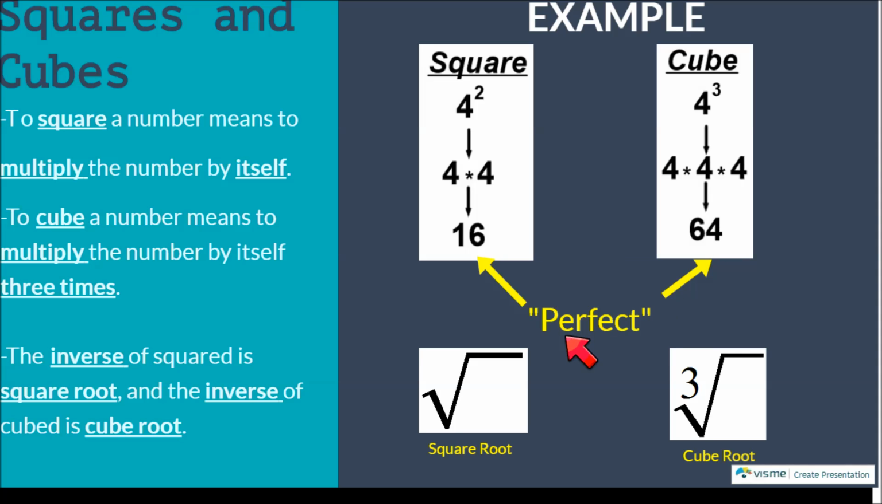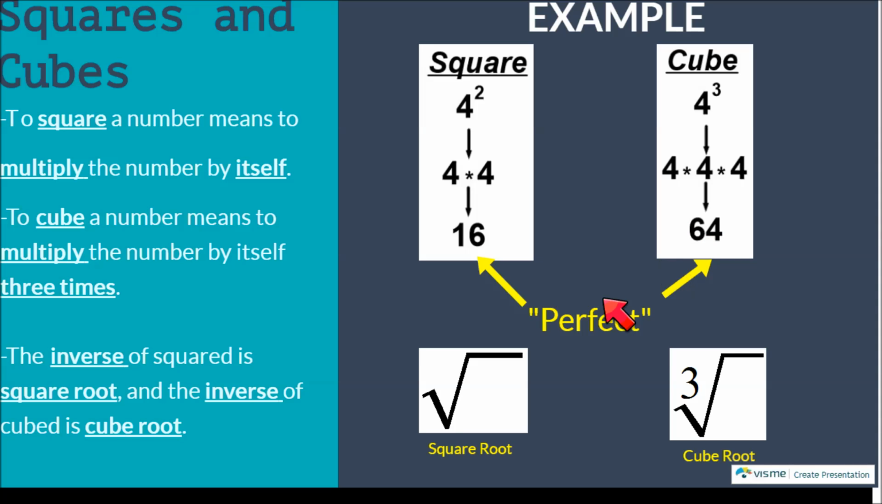So again, we have this other word that says perfect. Everybody say perfect. If you square a number or cube a number and it gives you a whole number answer, remember we talked about earlier, a whole number is no decimals or fractions, then that's called a perfect square, say perfect square, or a perfect cube, say perfect cube. So these are the ones we want to work with. These are a lot easier than if we square something and it's a decimal. So it's a perfect square or a perfect cube.